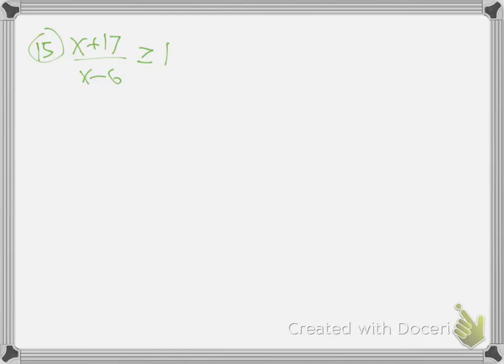Why can't we just do this one by multiplying both sides by x minus 6? Right. Is everybody good with that? Why can't I just multiply both sides by x minus 6? Because it has an x, and I wouldn't know whether to turn the symbol or not. Okay, so bring that one over.